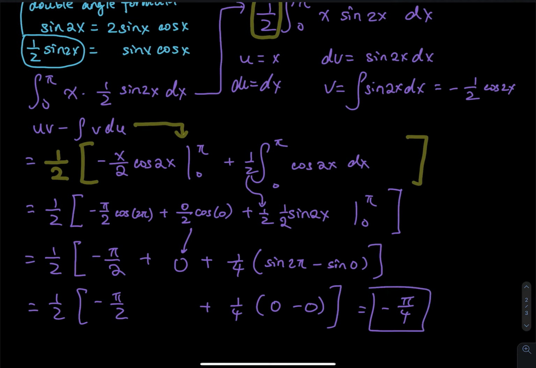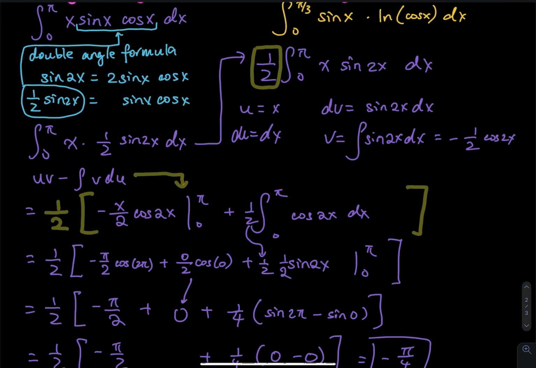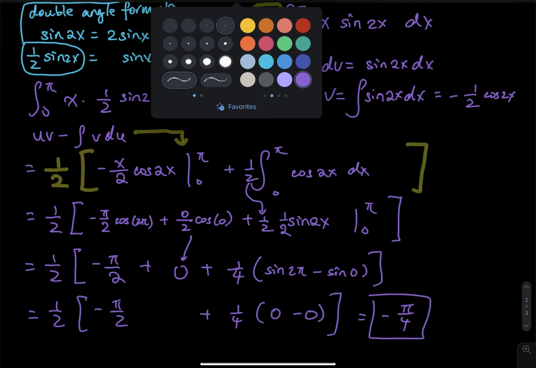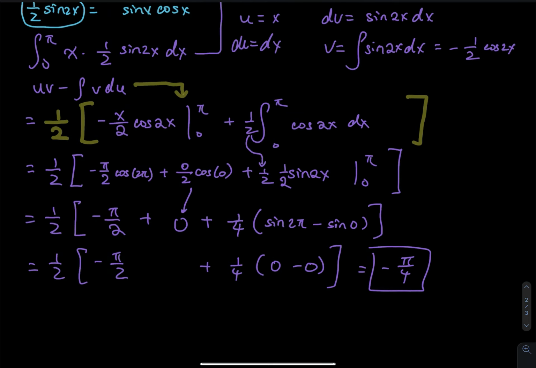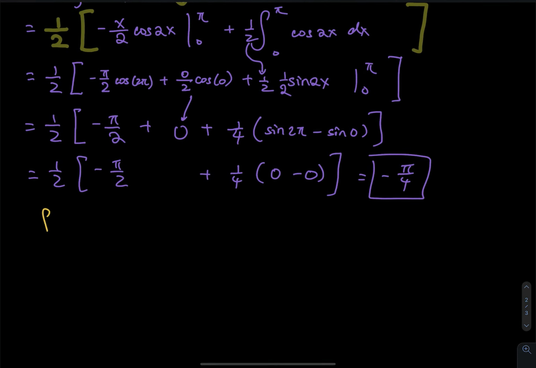Alright, so let's take care of the next one. For the next integral, you don't have to go back to the beginning of this video. I will copy the problem for you. I used yellow for the other one, right? Okay, then let's follow the yellow. The next integral is from 0 to pi over 3 of sine of x times ln cosine of x dx.